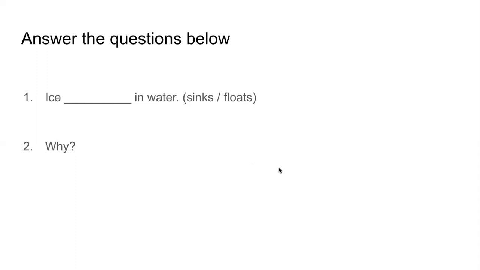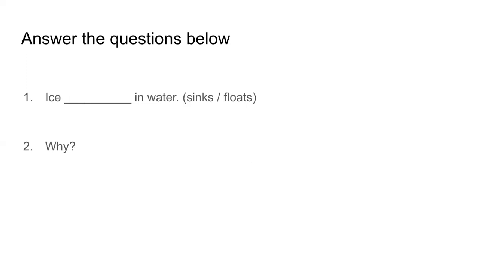Now think and tell, why will it float? When will something float on water? When will something sink and when will something float? What is your understanding of sinking and floating?